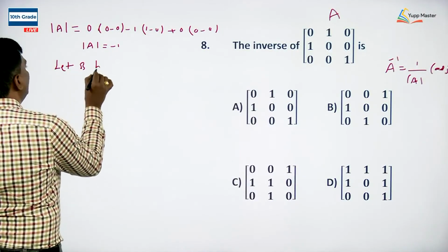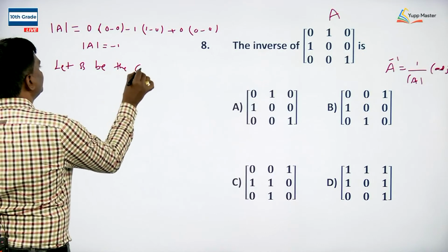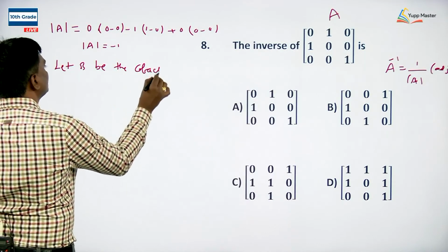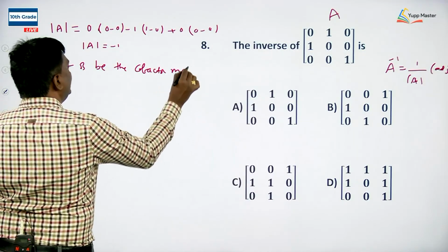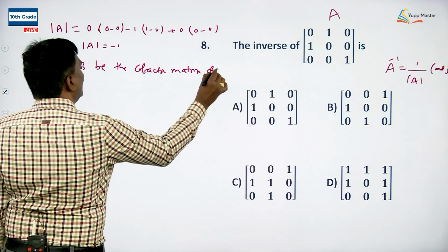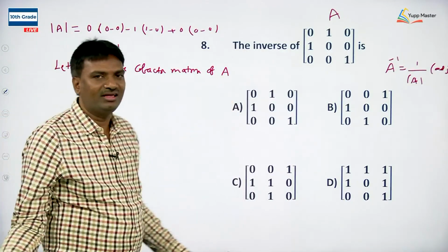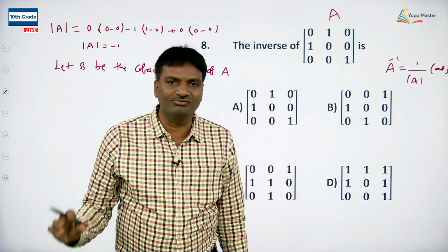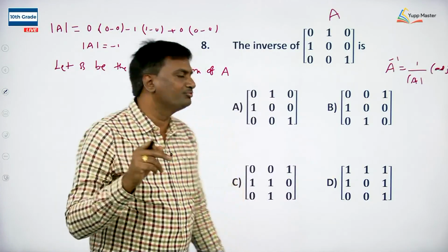Let B be the cofactor matrix of A. Now 9 elements are there. Let us find the cofactors of those 9 elements.